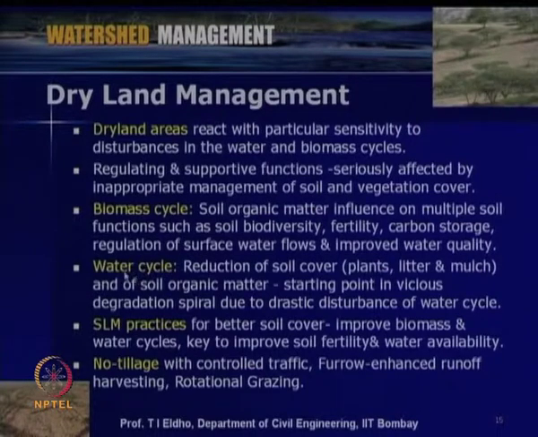And then the water cycle. The water availability is very less, so we should be very careful. Reduction of soil cover, like plants, litter and mulch, and of soil organic matter, is the starting point in the vicious degradation spiral, due to drastic disturbance of the water cycle.